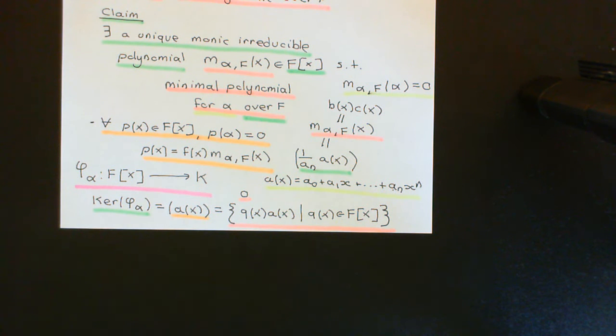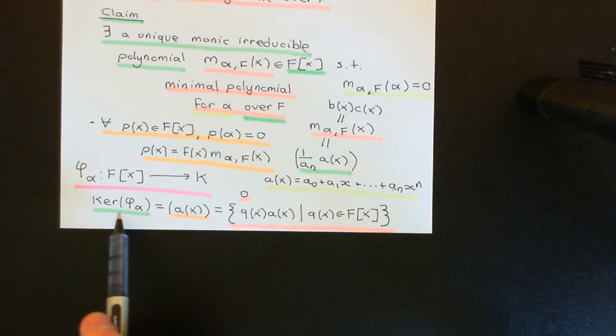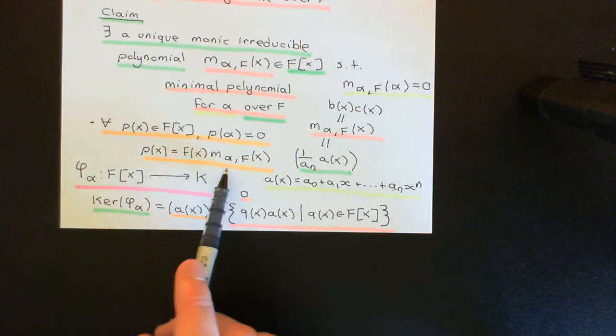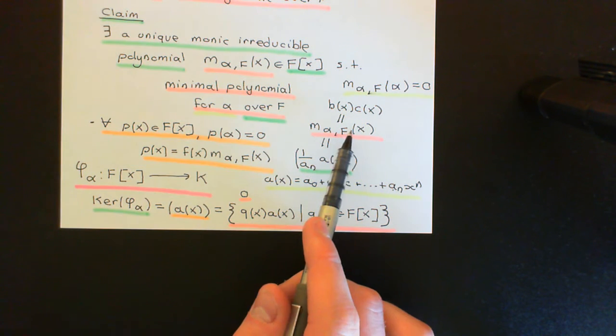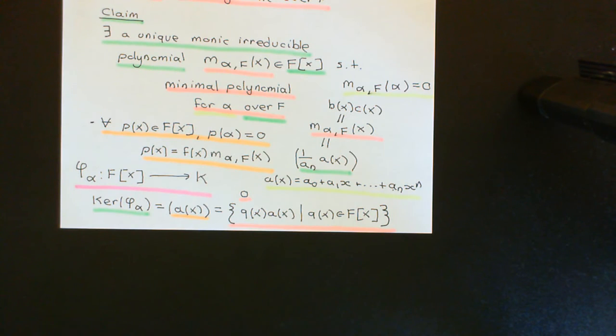Okay, so we have proven that there is a unique monic irreducible polynomial in the ring of polynomials over the field F, which has alpha as a root, and we will call that the minimal polynomial for alpha over F. And indeed, this is the polynomial which generates the kernel of the evaluation homomorphism when you take its principal ideal, and therefore all the other polynomials in this kernel are just multiples of this. Okay, so this portion becomes obvious as well.